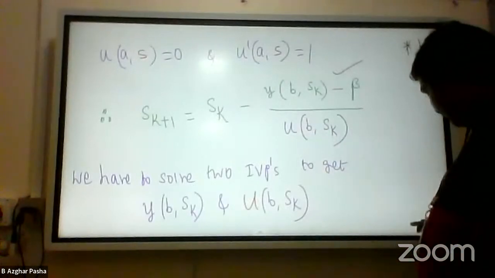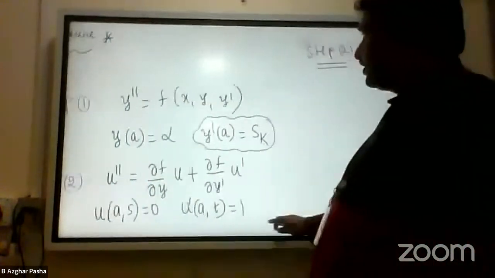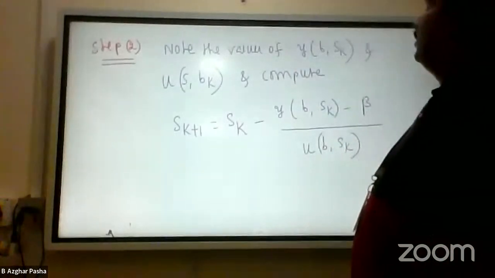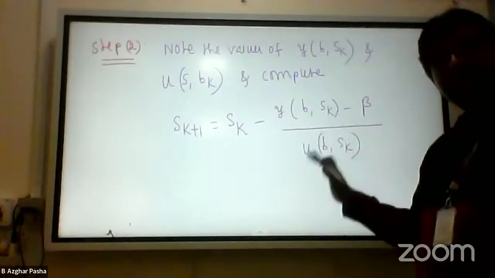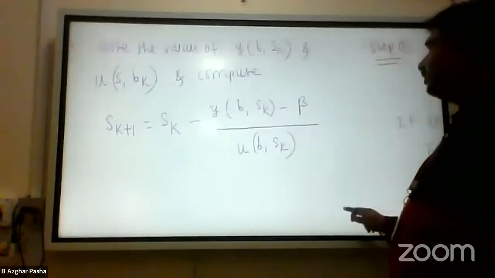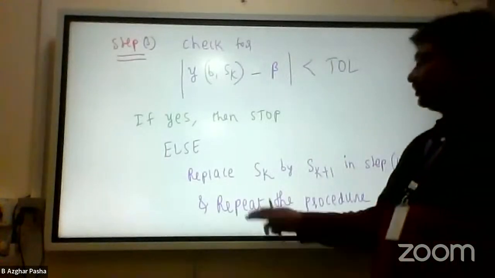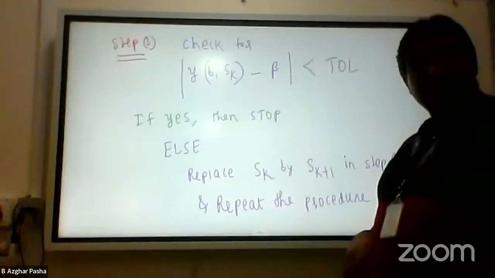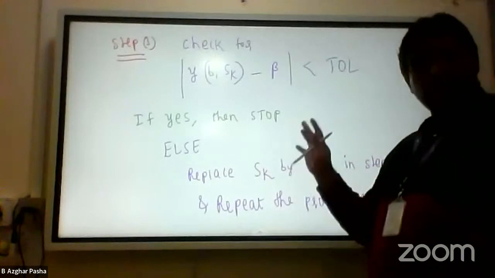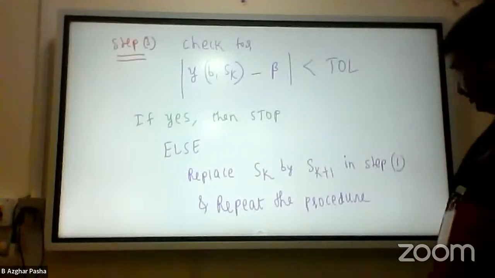Now improve s_{k+1} such that the boundary condition is satisfied. So what is the condition now? Step 3. I will note the values of y of b, s_k as well as u of b, s_k, and I will compute this s_{k+1}. Step 3: I have to check whether the solution of the initial value problem at x equal to b matches with the boundary conditions or not. If the difference is less than your tolerance limit, then stop the process. Otherwise, repeat the iteration.